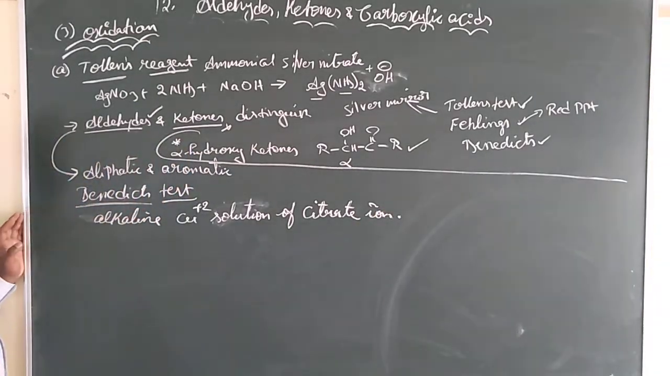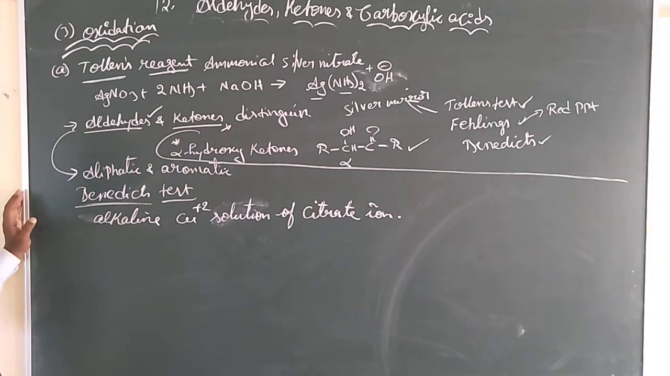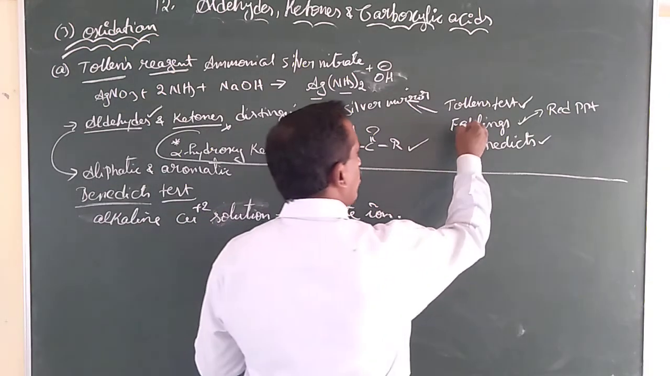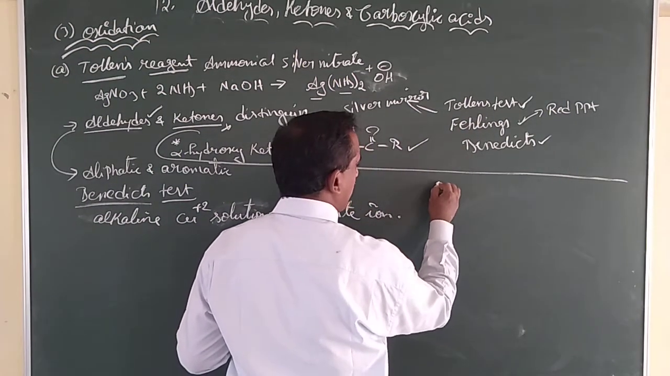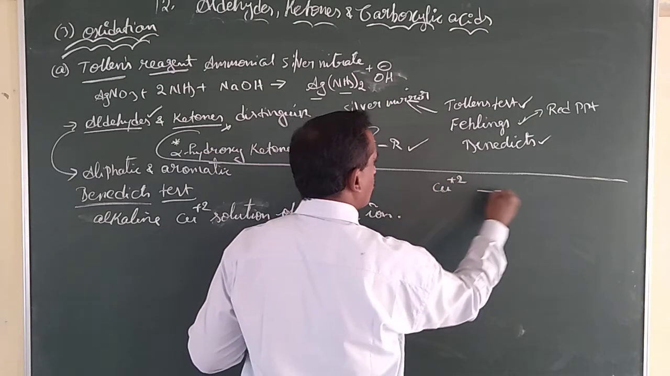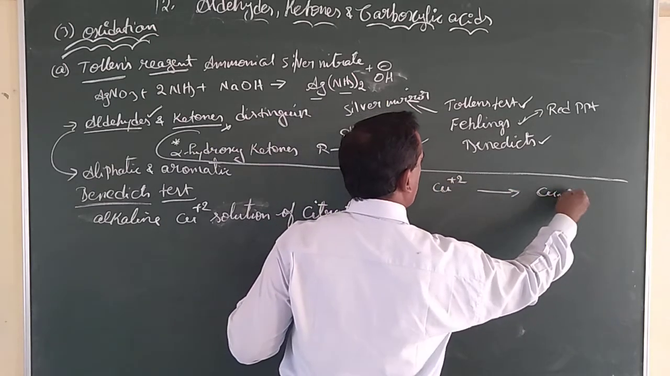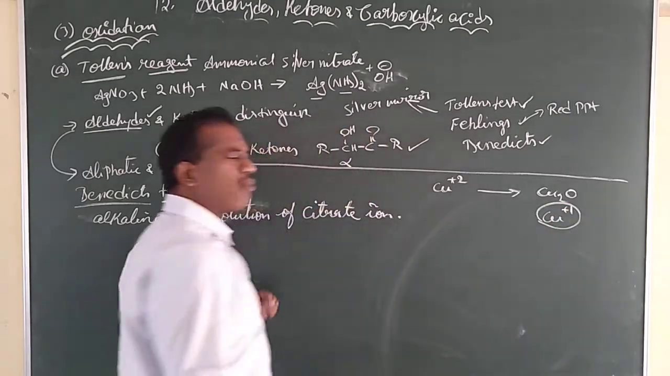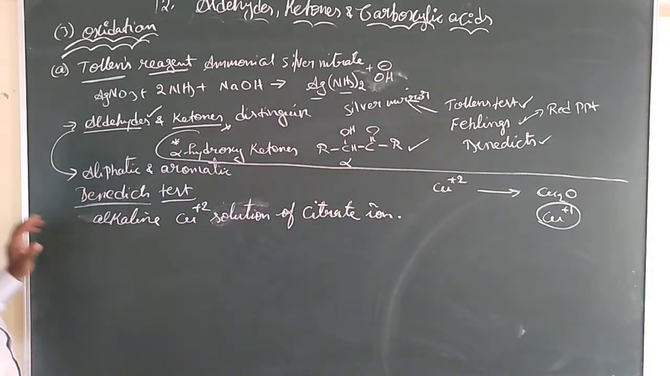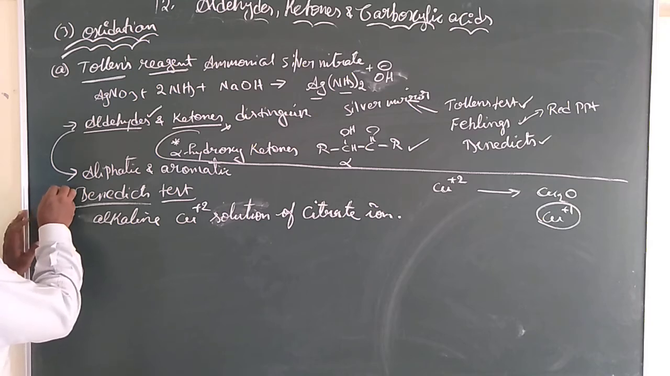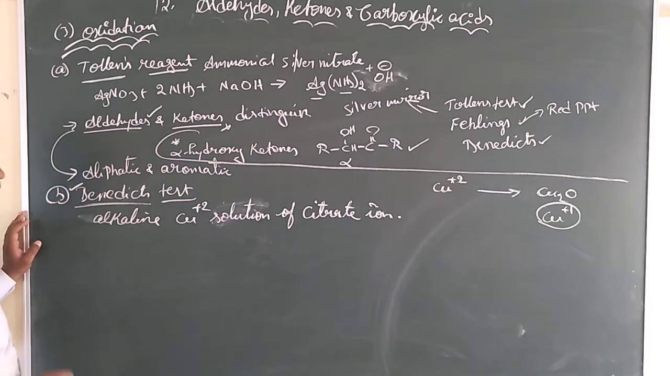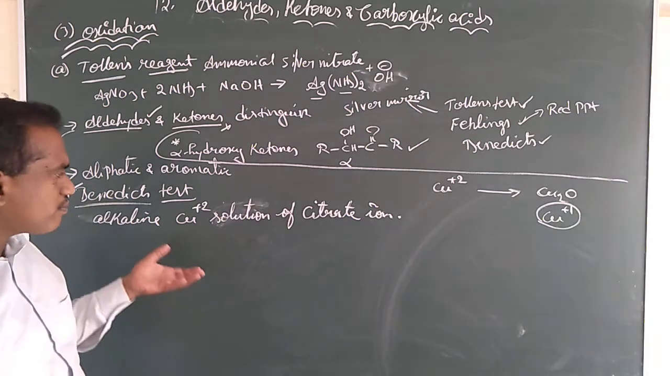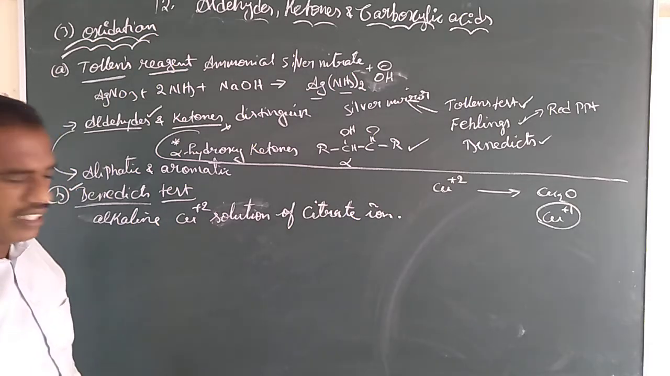Alkaline copper solution of citrate ion is called the Benedict's test. Here, what we observed in the case of Fehling's is that the copper changed from +2 to Cu2O, that is, copper changed into the +1 state. A similar type of reaction also happens in the Benedict's test, but you want to remember the reagent.